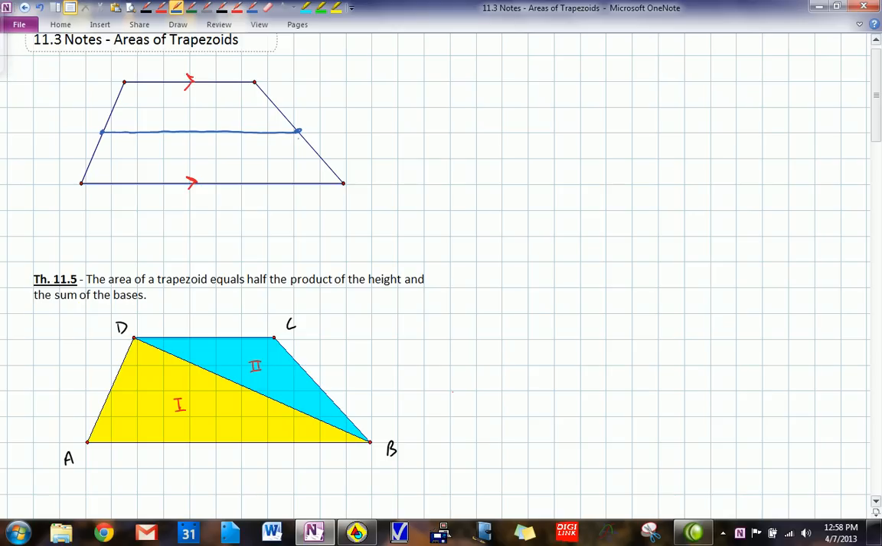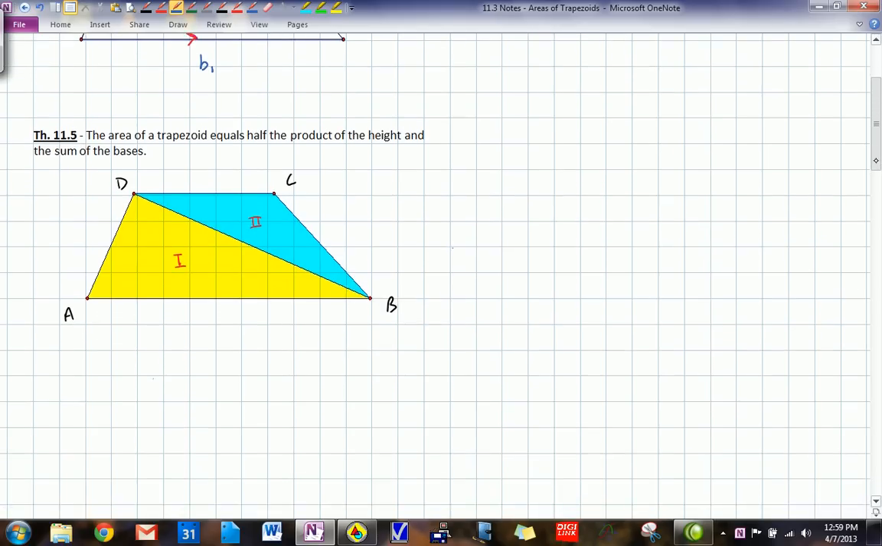The median is parallel to both the bases, and the length of the median is the average of the two bases. So if this is base 1 and this is base 2, then the median is equal to base 1 plus base 2 over 2, or 1/2 of b sub 1 plus b sub 2. So that's the definition of a median.